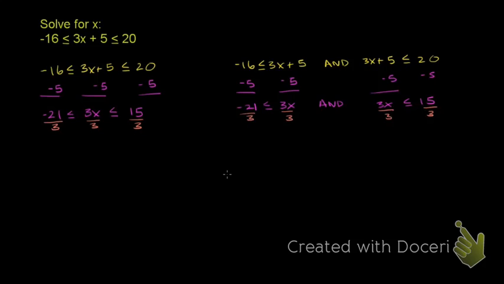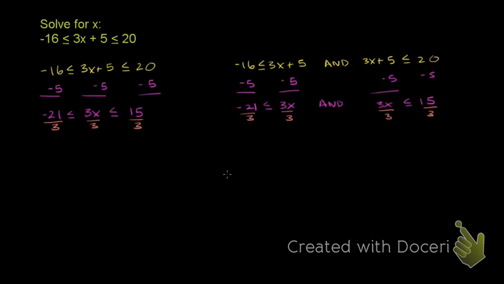And then we get negative 21 divided by 3 is negative 7 is less than or equal to x, which is less than or equal to 15 divided by 3 is 5. You do it here, you get negative 7 is less than or equal to x, and x is less than or equal to 15 over 3, which is 5.